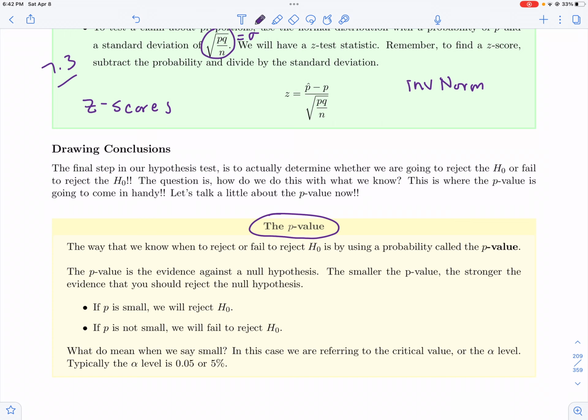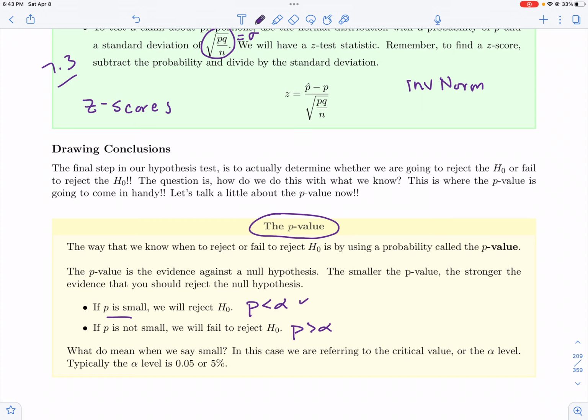And so the way this is going to work is if p is small, we will reject H naught. Determining what small means is going to be related to the alpha level like we had back in our confidence interval. So if our p is less than our alpha, we're going to reject H naught. And if p is greater than our alpha, then we're going to fail to reject H naught. So that alpha that we found from our confidence intervals is going to be the exact same type of alpha that we're going to use to make our decision.